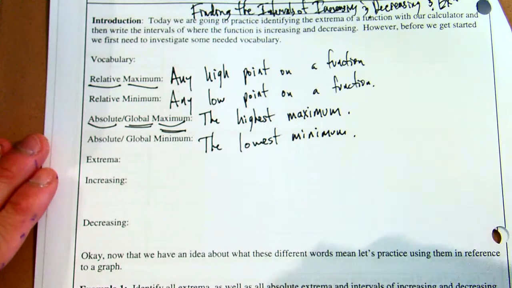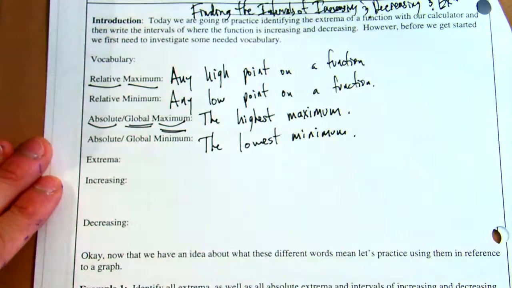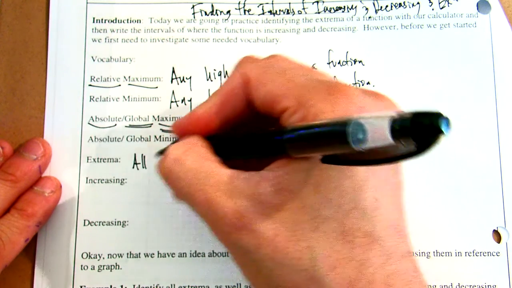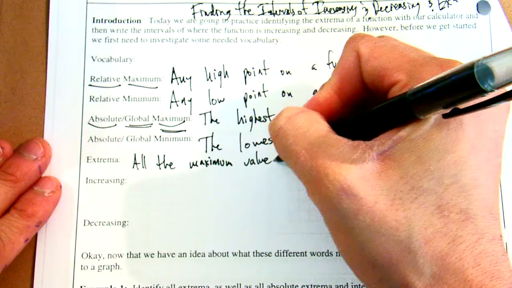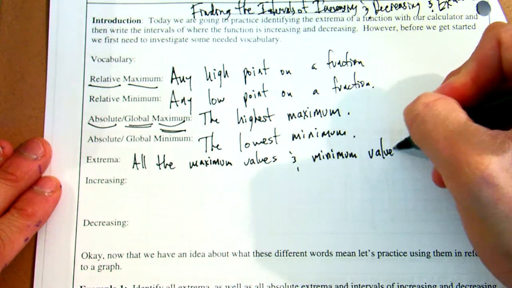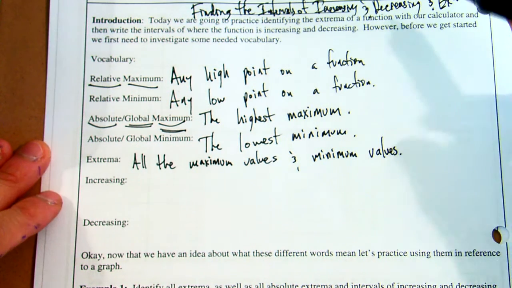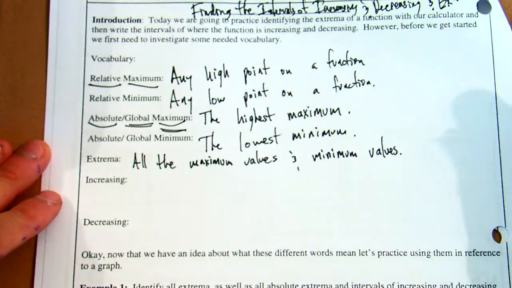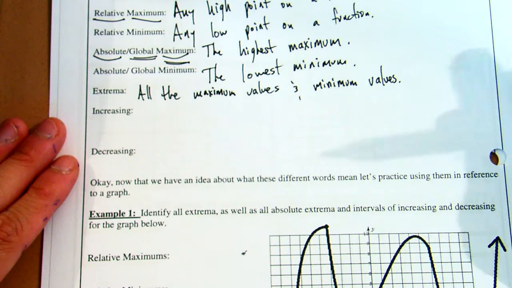And extrema, all the extrema is, it's a pluralization of extreme. Extreme, all it is just the high and the low values. So when I say extrema, I'm talking about all the maximum values and minimum values. Okay? This is the extrema of a function. It's all the max and all the min values. So it's basically absolute and global. It's all of them. So when I say the extrema, I'm asking you to find all the maxes and mins. All of them.